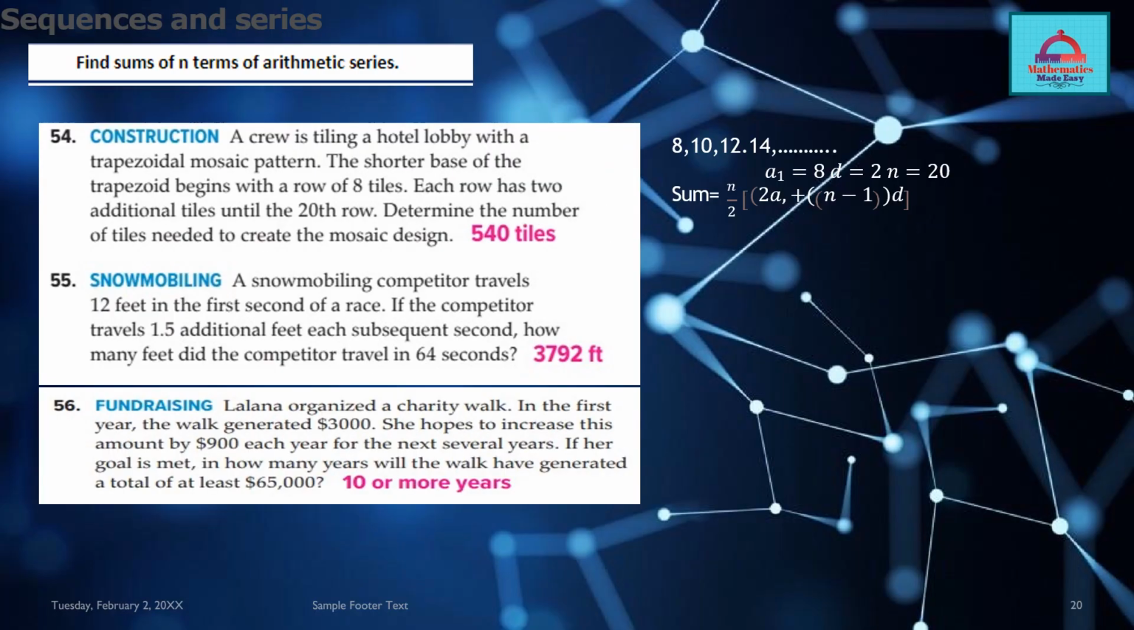And now let's see all the answers together. Question 54, 55 and 56. We use the same formula, n by 2 multiplied with 2a plus n minus 1 d. So learn the formula and use it well in your exams.